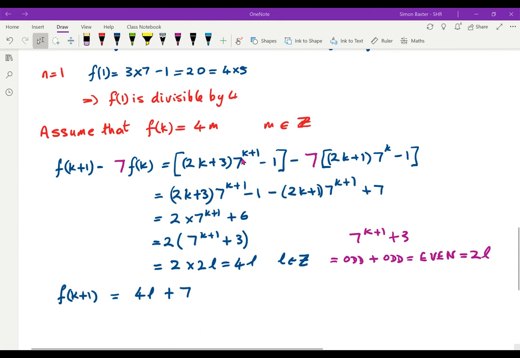f(k) with the usual dodge is 4m. So I can write 4m. I've got a 4 in each one, so I can now conclude that f of k plus 1 is divisible by 4.